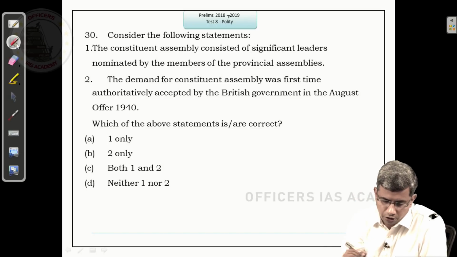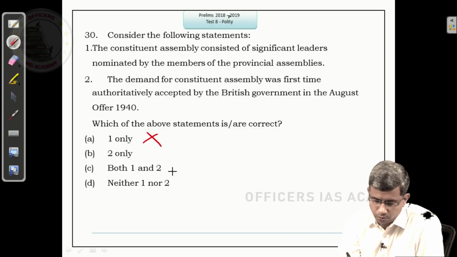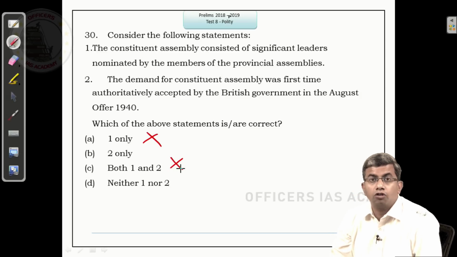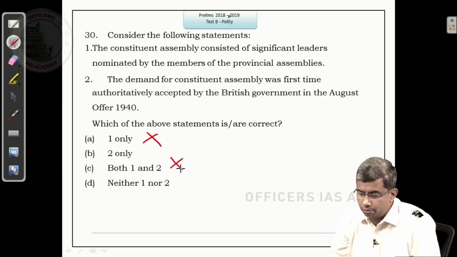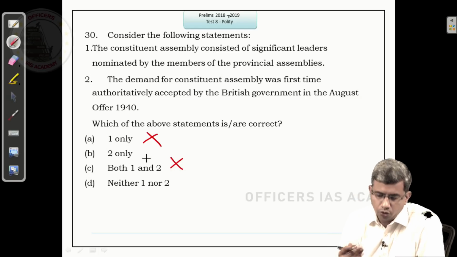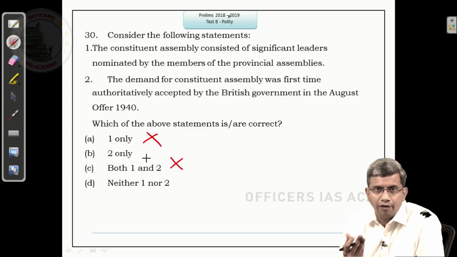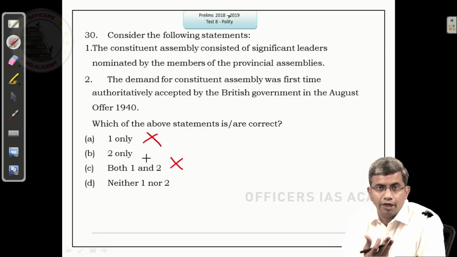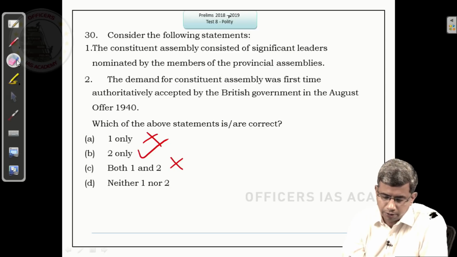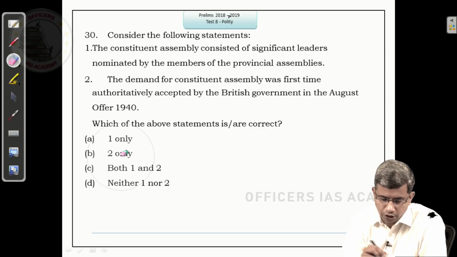So automatically you eliminate 1 and both 1 and 2. The demand for the Constituent Assembly was first time authoritatively accepted by the British government in August offer of 1940. That is a correct statement. Though it was the cabinet mission plan which created the Constituent Assembly by conducting elections and all that. First time in the August offer itself, it was acknowledged. So the second statement is correct. So the correct answer is B, 2 only.